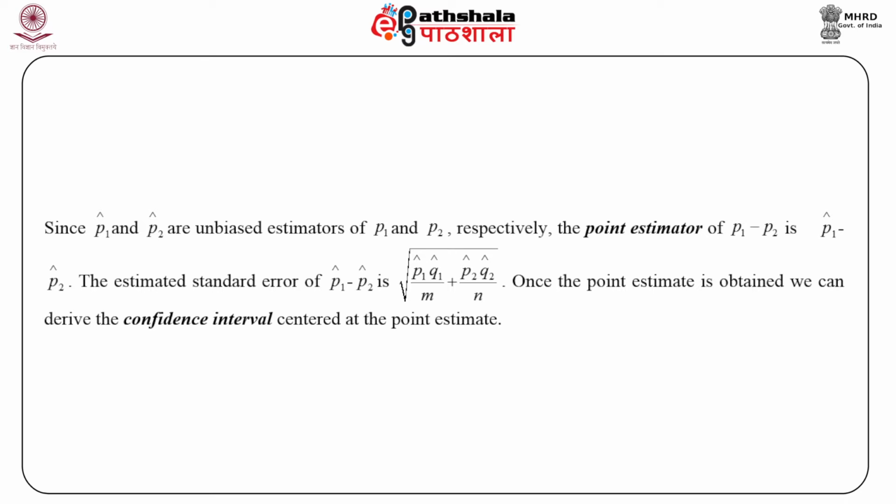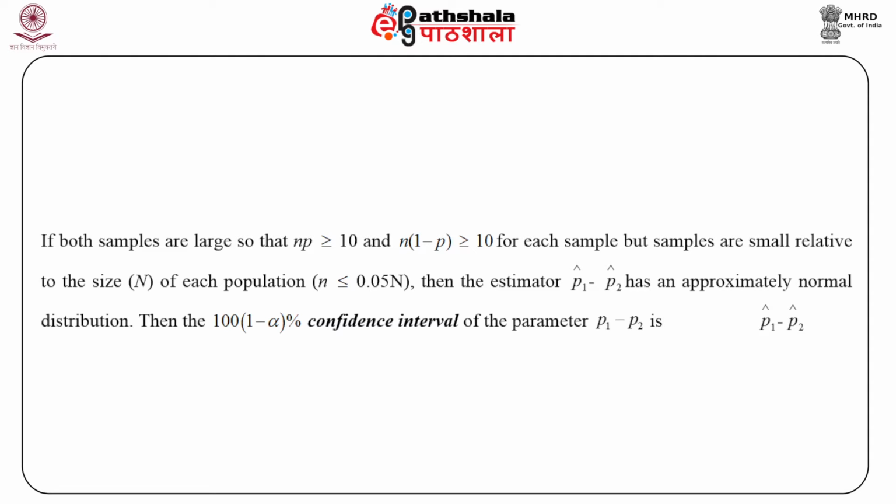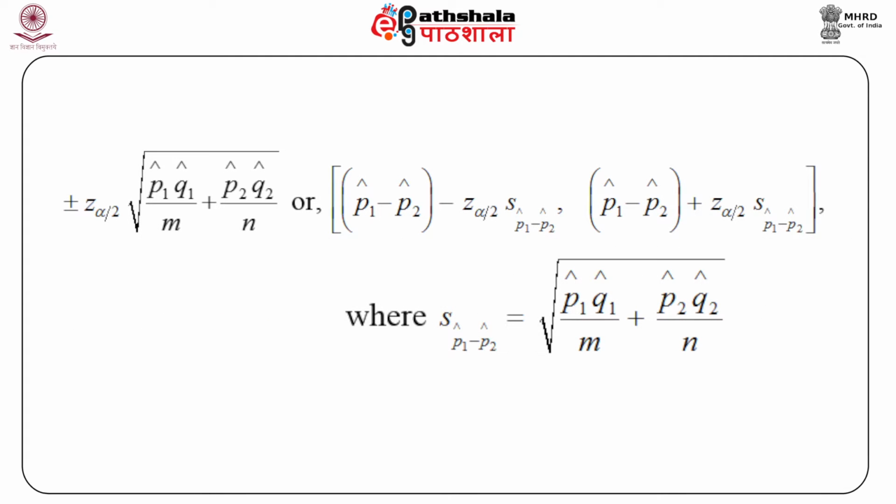Once the point estimate is obtained, we can derive the confidence interval centered at that point estimate. If both samples are large so that np is greater than or equal to 10 and n into 1 minus p is greater than or equal to 10 for each sample, but samples are small relative to the size of each population, where small n is less than or equal to 0.05 capital N, which is nothing but the size of the population, then the estimator P1 hat minus P2 hat has an approximately normal distribution. Then the 100 into 1 minus alpha % confidence interval of the parameter P1 minus P2 is P1 hat minus P2 hat plus minus Z alpha by 2 into under root of P1 hat Q1 hat divided by m plus P2 hat Q2 hat divided by n.